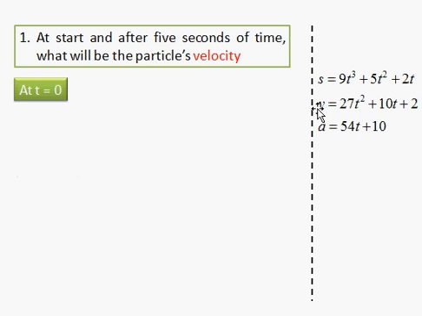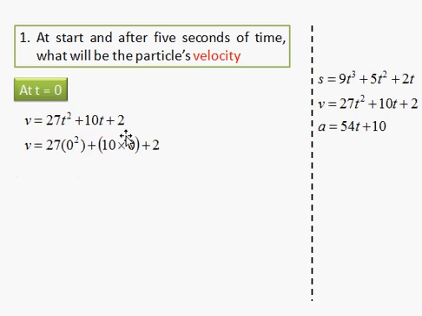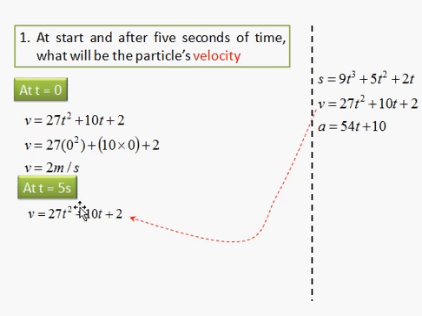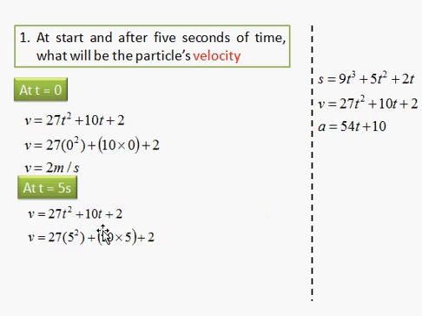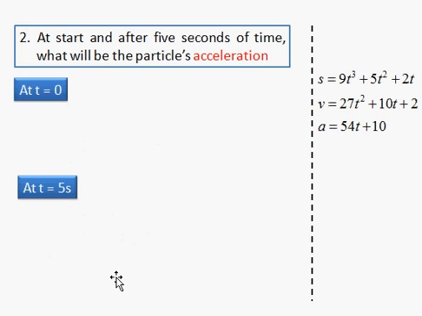I am writing all those three equations here and getting the velocity equation. Since the velocity is asked, I am utilizing the equation which is meant for velocity and introducing 0 in place of t, we get this equation, and calculating we get velocity as 2 meters per second. And second, we have to calculate the velocity when the time is 5 seconds, and utilizing the same equation and substituting 5 in place of t, we get this equation, and finally we get velocity as 727 meters per second. Okay, with this let's move on to the next problem.